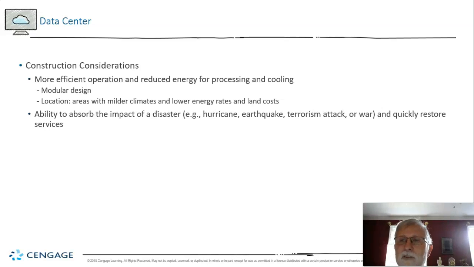You can make them strong enough to absorb the impact of a disaster, whether it's hurricanes, based on what you're trying to do. If you're in Florida right now, you want to make sure you handle the hurricanes. Lately, earthquakes. So we're hoping that Google's data center up north handles the earthquakes we've had recently.